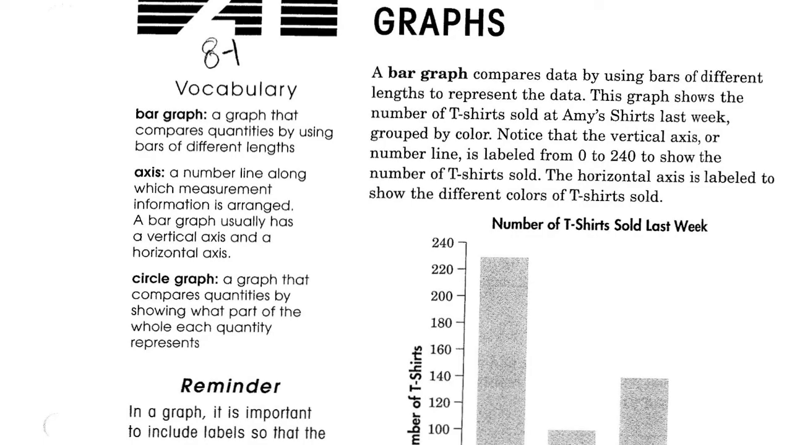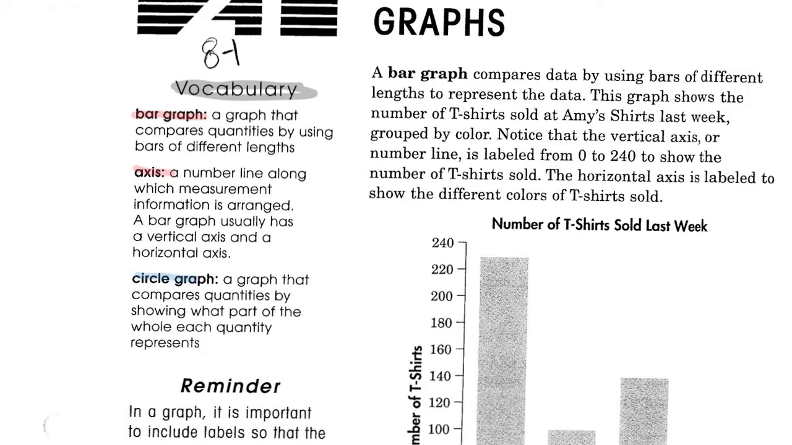All right, eighth grade. This is lesson 21 using data from graphs. We have some vocabulary to think about. We have bar graphs, a graph that compares quantities by using bars of different lengths. Axis, a number line along which the measurement information is arranged. A bar graph usually has a vertical axis and a horizontal axis.